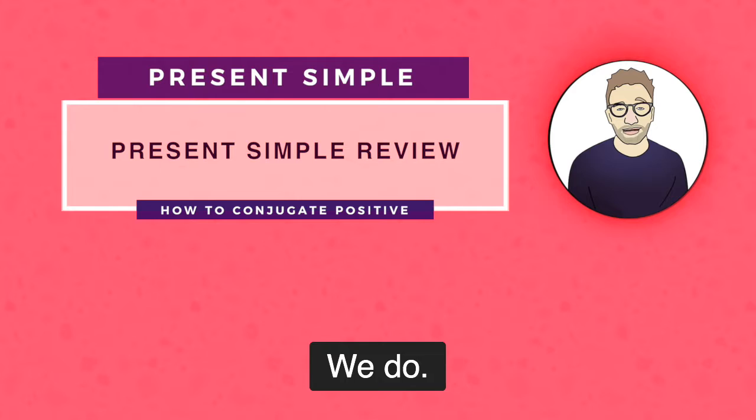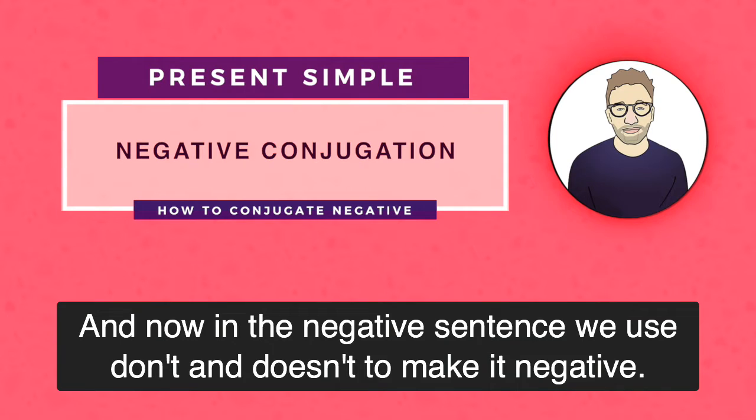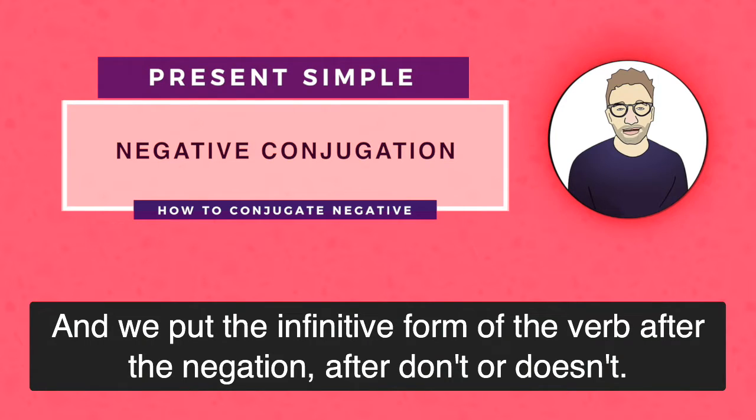It's I do, we do, you do, they do. He does, she does, it does. And now in a negative sentence, we use don't and doesn't to make it negative. And we put the infinitive form of the verb after the negation, after don't or doesn't.